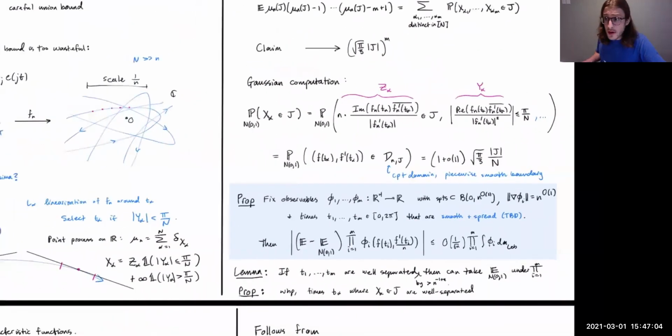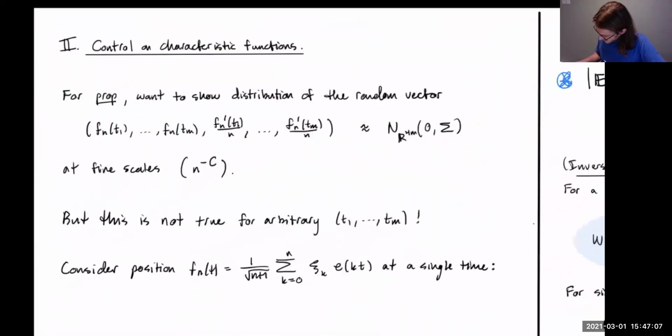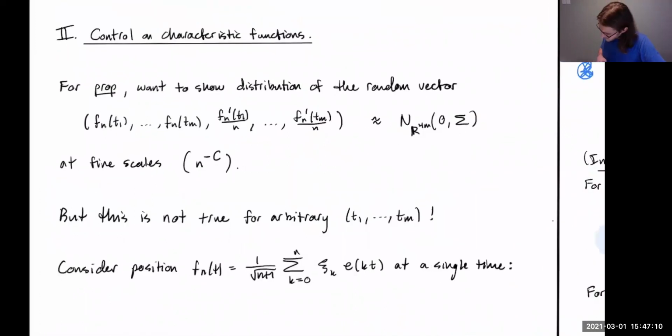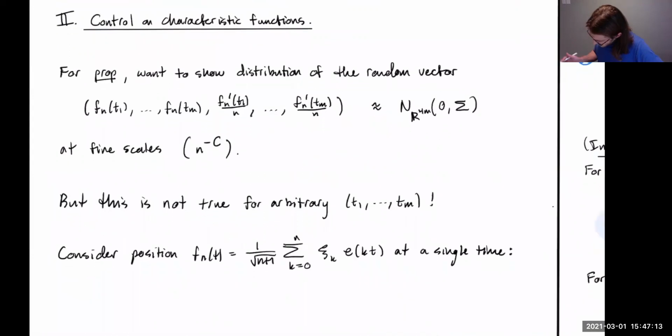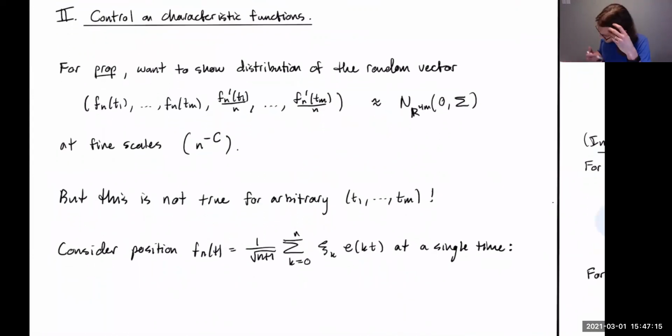Okay, so in the remaining minutes, I'll describe this, just at a high level. For this main proposition, we want to show that this vector, so we pick m times, look at the position and the velocities at those different times. Here I normalize by n so that this is an order 1 quantity. And we want to show that this vector, looking at this as a point in R^4m, is roughly Gaussian with the appropriate covariance matrix, whatever it is that you compute in the Gaussian case.